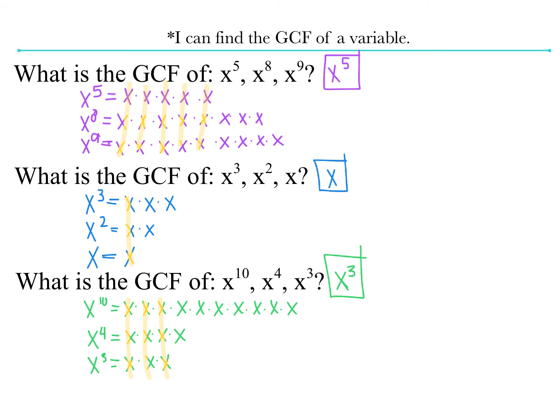And one thing I hope that you noticed when we're finding the GCF of variables is that the smallest degree or power became my GCF. So if you notice, the smallest amount of variables became my GCF. So if you're looking for a quick way, go ahead and look at all your variables and find the least amount, and that will be your GCF.